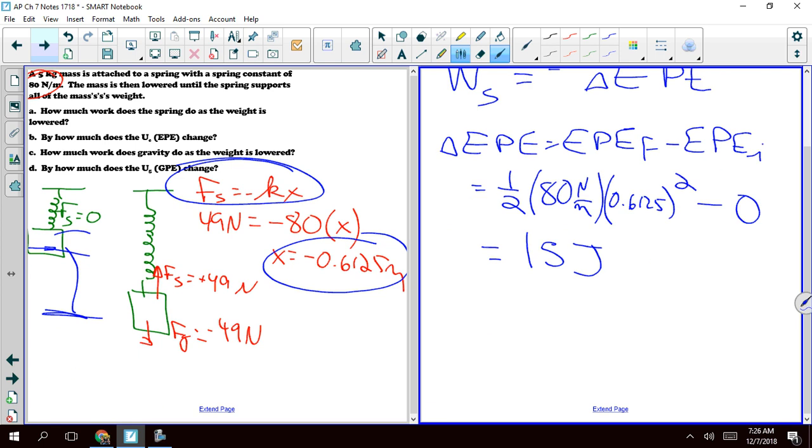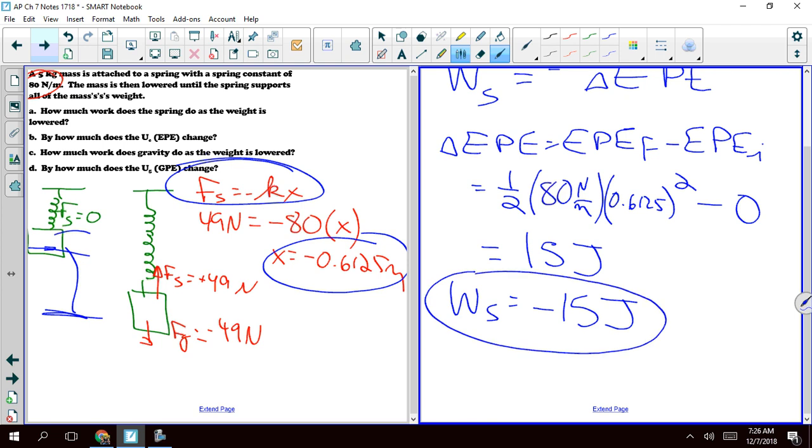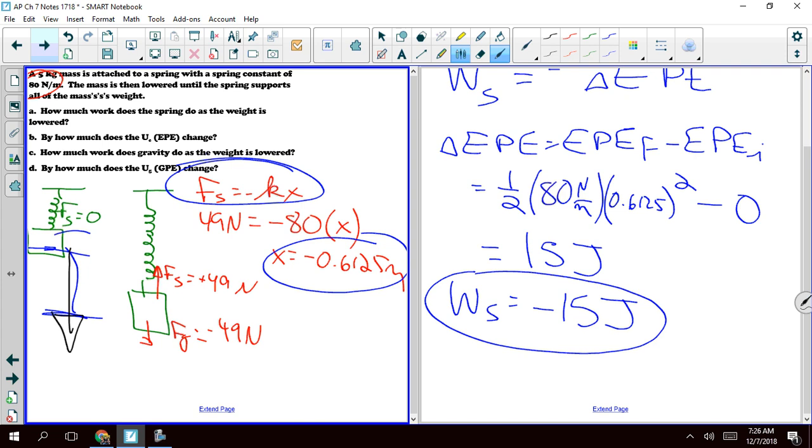Which then means that the work done by the spring must be negative 15 joules. It makes sense that the work done by the spring is negative because the box is moving down, but the force of the spring is up. So that is how much work the spring did, negative 15 joules. And then B, we've already done. By how much did the elastic potential energy change? It increased by 15 joules, right? And then C and D is basically just finding your change in gravitational potential energy again, which we did.